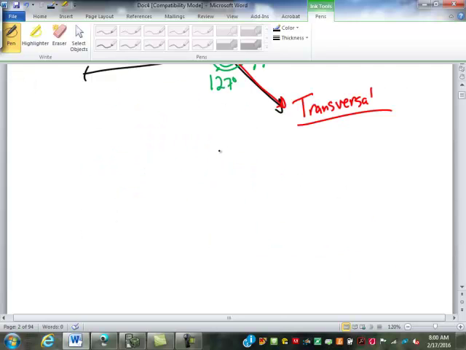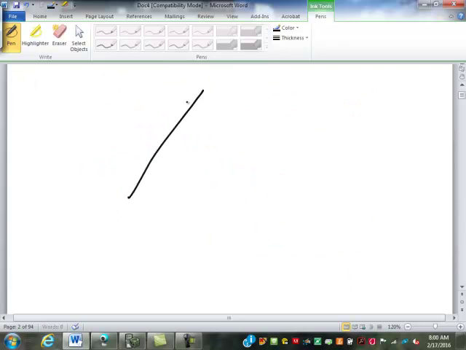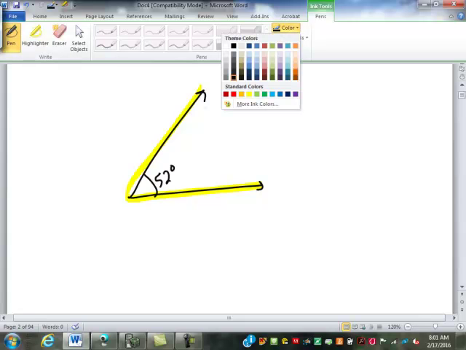So let's say I have a known angle. Let me even call this 52 degrees. I'm going to construct another angle, and the sides of that angle are going to be parallel to the sides of this angle. What does that new angle have to be? Parallel to the sides of this existing angle here.